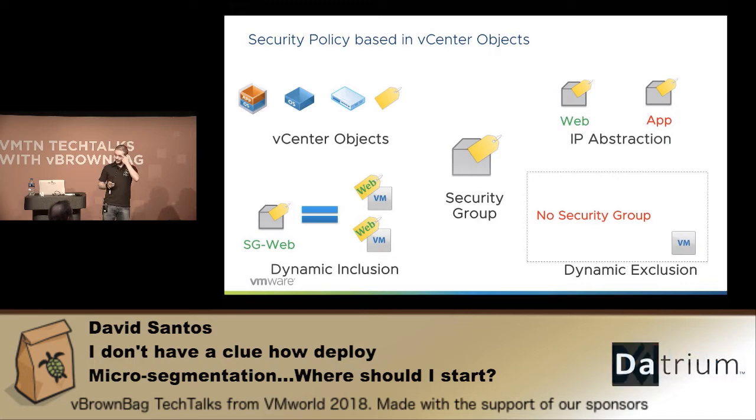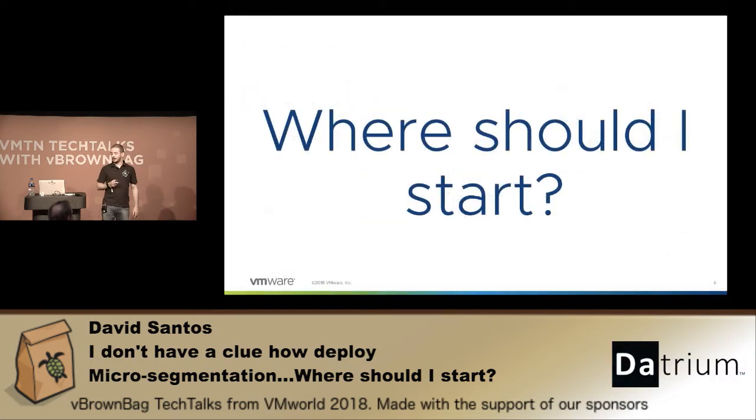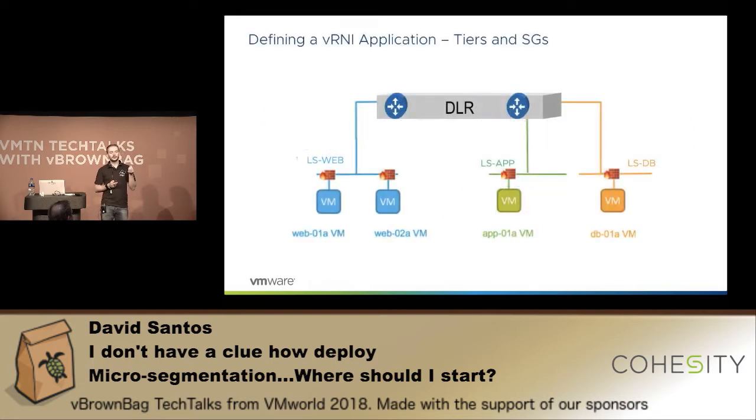So taking a look at security groups, where should I start? In vRNI, we have something pretty cool called vRNI application. Here you can build your application, and your application will have tiers, and for the purpose of this demo, for this session, each tier will be a security group.